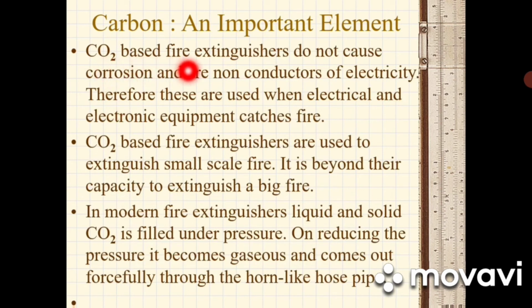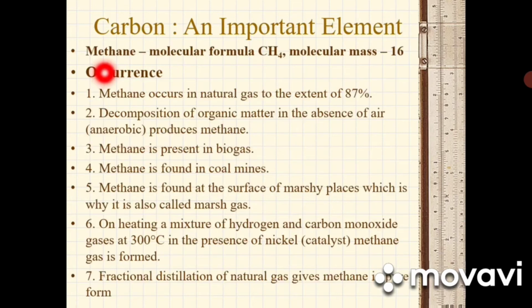Carbon dioxide-based fire extinguishers do not cause corrosion and are non-conductors of electricity. Therefore, these are used when electrical and electronic equipment catches fire. They are used to extinguish small-scale fire. It is beyond their capacity to extinguish a big fire. In modern fire extinguishers, liquid and solid carbon dioxide is filled under pressure. On reducing the pressure, it becomes gaseous and comes out forcefully through the horn-like hose pipe.